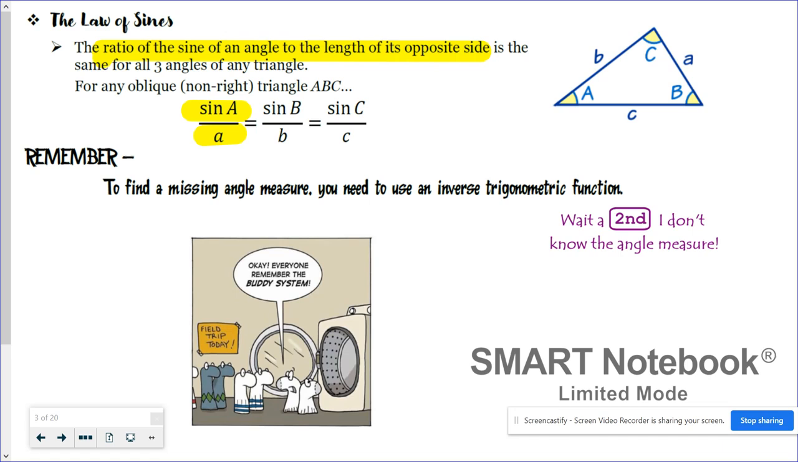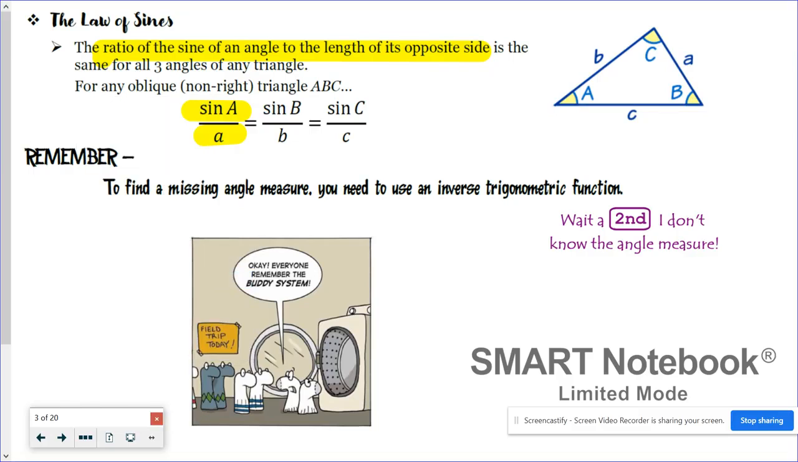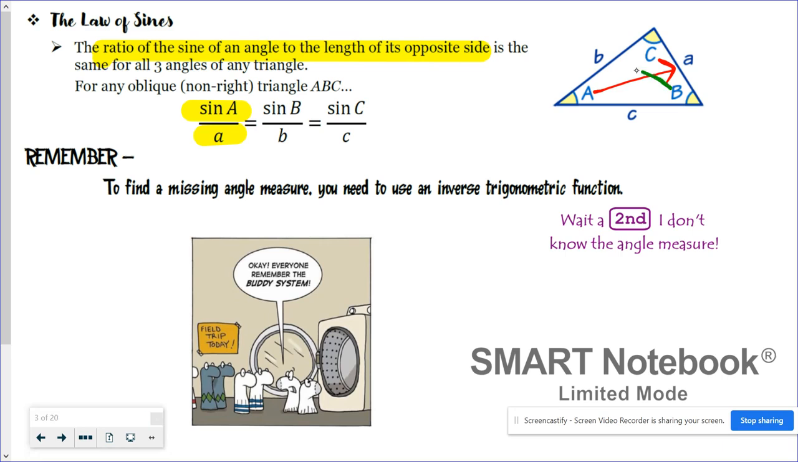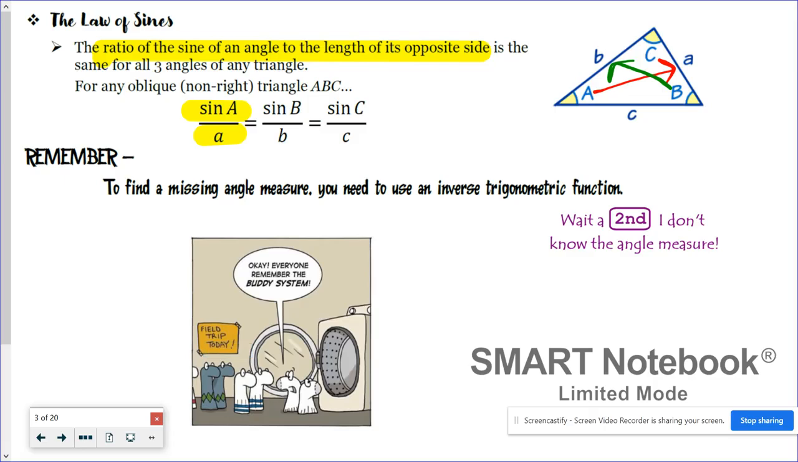Okay, so notice in our diagram that we are identifying our sides using the same letters as our angles, but opposite angle A is side A, and opposite angle B is side B, and opposite angle C is side C.